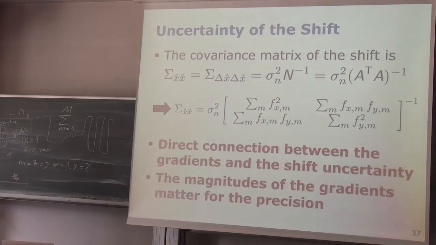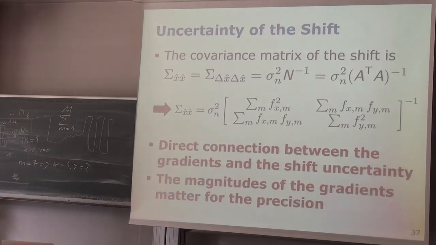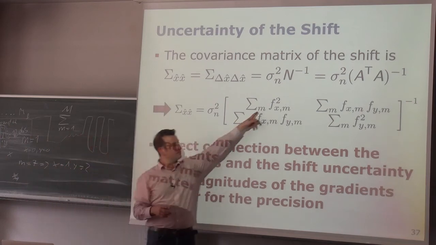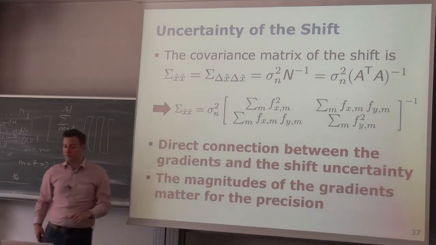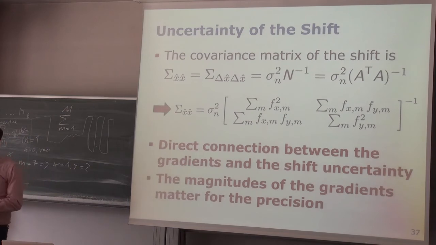If I have, however, very steep gradients, so a very perfect change, for example, from black to white pixels, I can align them extremely well. So if I have very large gradients, it leads to small values in the covariance matrix. Okay? So the important thing to notice is there's a direct relation between the gradients that I have in my image, or the squared gradients, and how accurately I can do the matching, how accurately I can determine the shift.